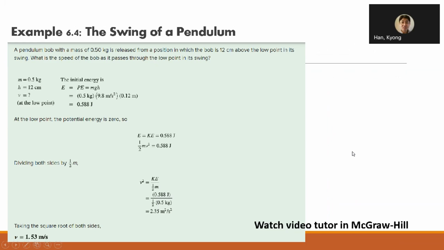Okay. The next one is a swing of a pendulum. Then we're gonna solve this problem. I just watch the video tutor, and macro here. I guess show macro here.